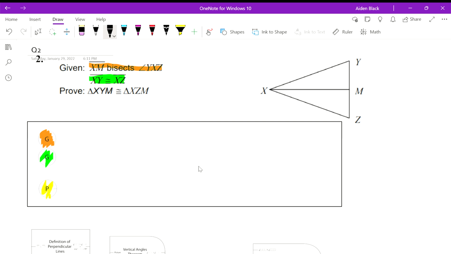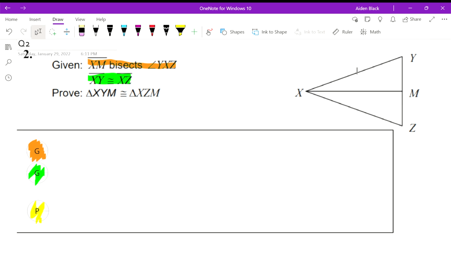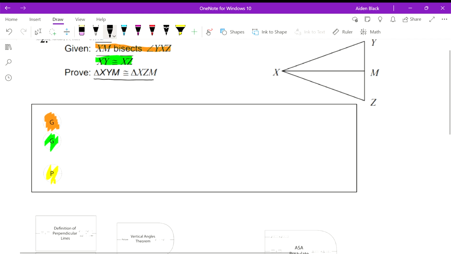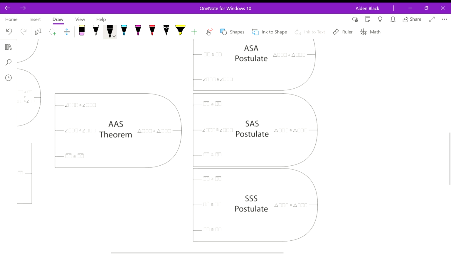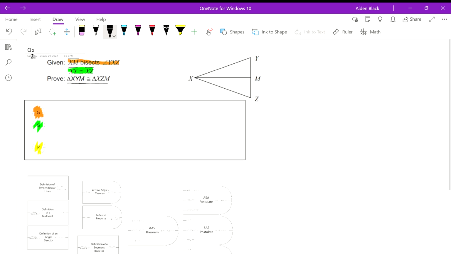Alright, let's start question 2 on the homework from the A side. So, again, we need to start with what's given, and our end goal is to prove that the two triangles are congruent. So, we need to end with one of these cards, AAS, ASA, SAS, or SSS, because we want one of these to be our output. It's our goal. So let's start with what's given.